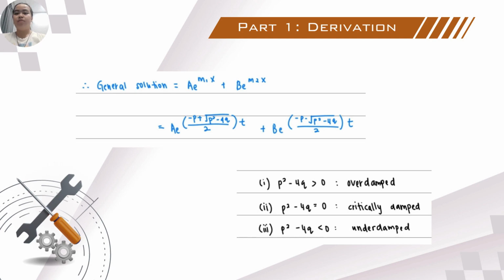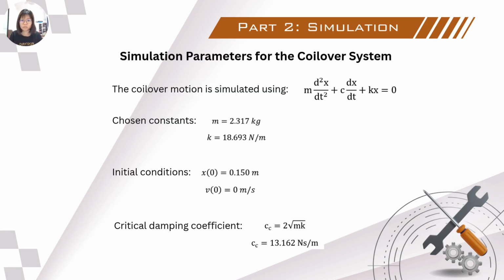We can determine the suspension's behavior by looking at the discriminant p squared minus 4q. If it's greater than 0, the system is overdamped. If it's equal to 0, the system is critically damped. And lastly, if it's less than 0, the system is underdamped.